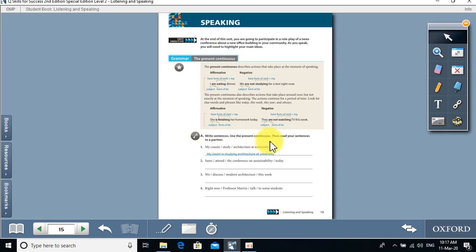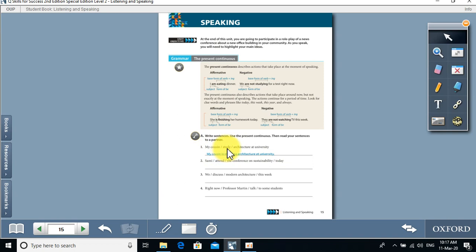Now there is an activity A. You can do this activity. There are some words given here. You can combine these words and make a sentence. The first one is already given here, which is solved: my cousin is studying architecture at university.